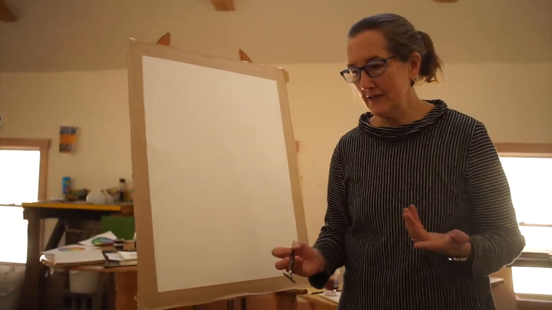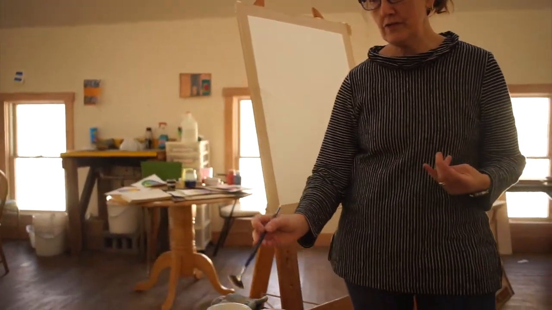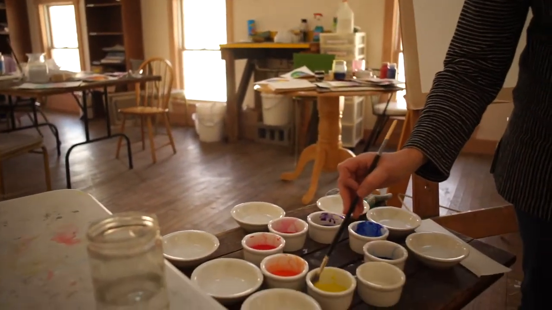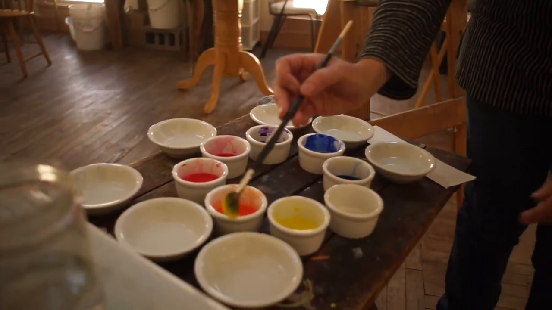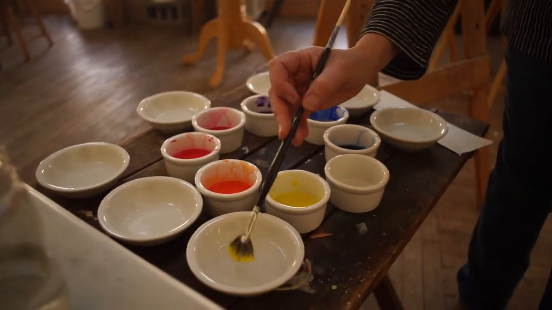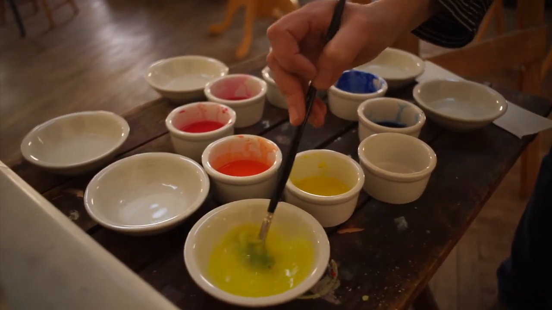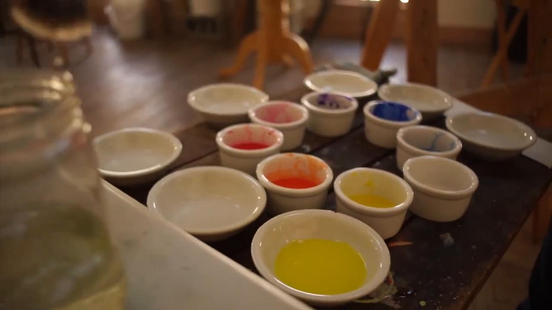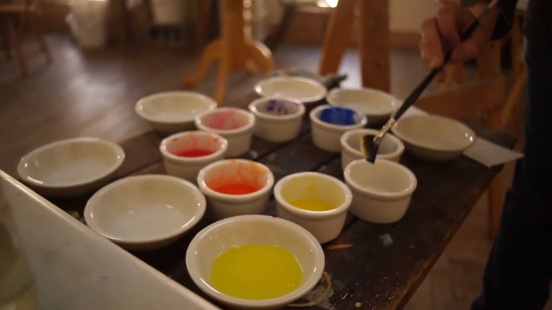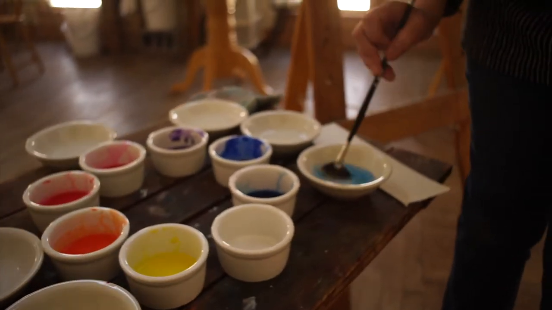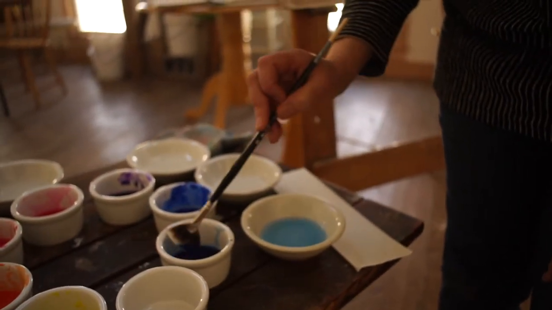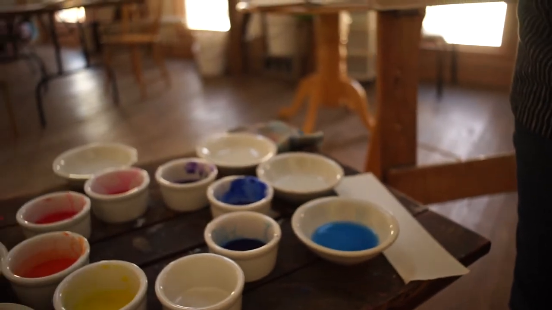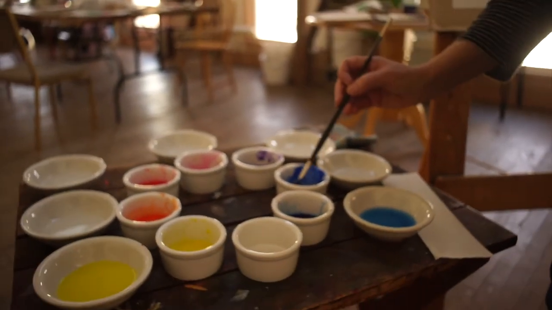Now the first thing is that the colors that we just used with the wet on wet, we have to make them less strong for this. So we take a dish with a little bit of water in it and put some yellow into the dish and then a little bit of blue into that dish. And I think we may as well just go around and make all our dishes.